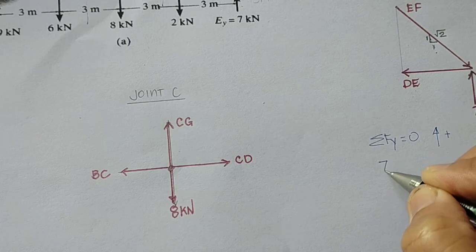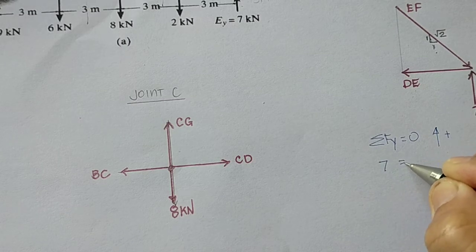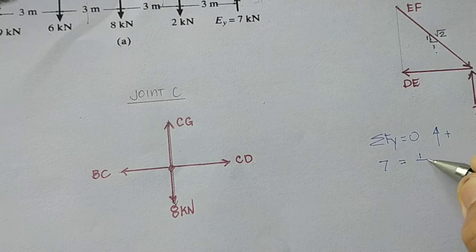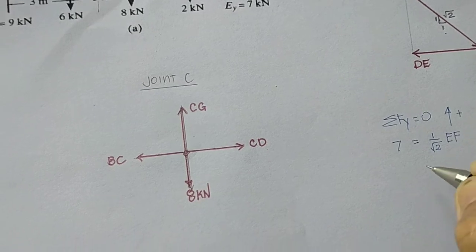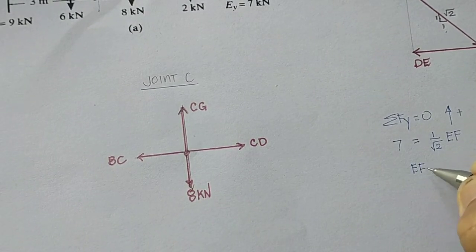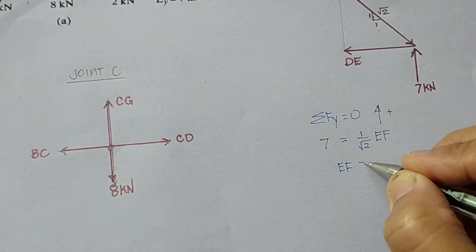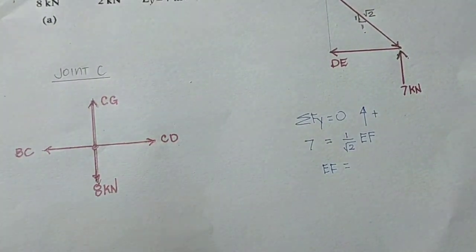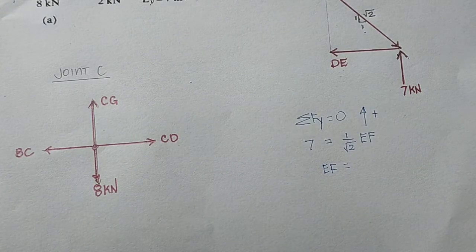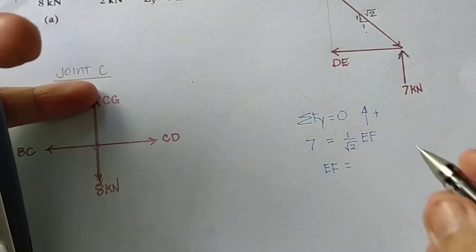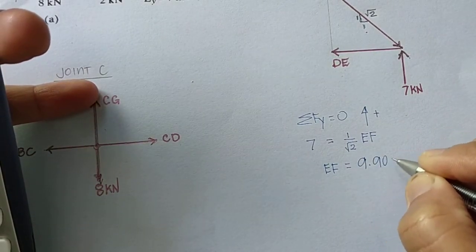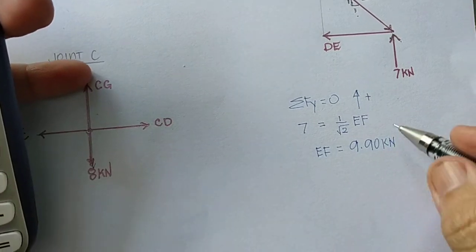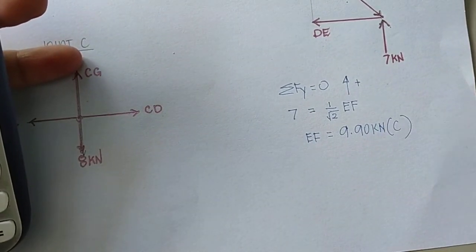So therefore, 7 equals the going down force, 1 over square root of 2, multiplied by the stress of EF. Therefore EF is equal to 7 multiplied by square root of 2. That is 9.90 kilonewton. So therefore this is a compression force.